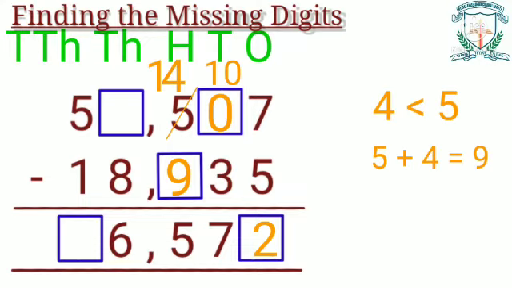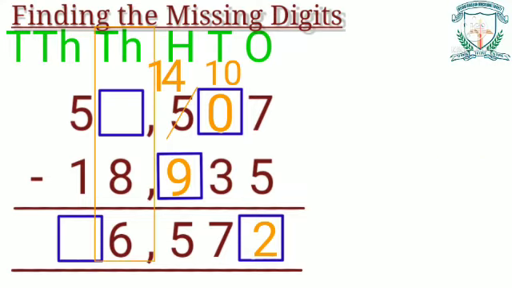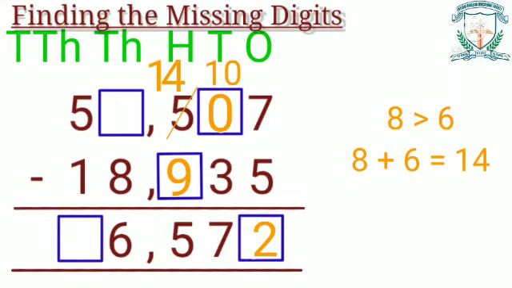Now let us take thousands place digits. Box minus 8 is equal to 6. Since 8 is greater than 6, we add 6 plus 8, that is equal to 14. Since we have borrowed 1 to hundreds place, that is 14 plus 1, that is equal to 15. Write 5 in thousands place.